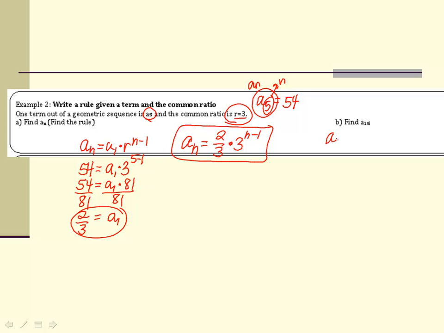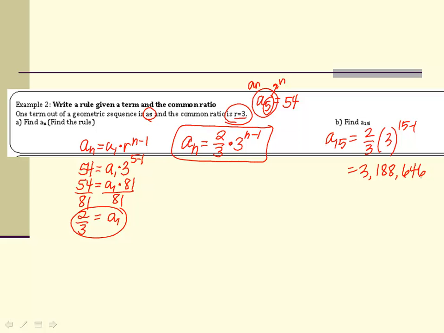In order to find a sub 15, I'm going to take 2/3 times 3 to the 15 minus 1, or the 14th power. You end up getting 3,188,646. And again, it's okay to get big numbers in this section. Please do not be afraid of that.